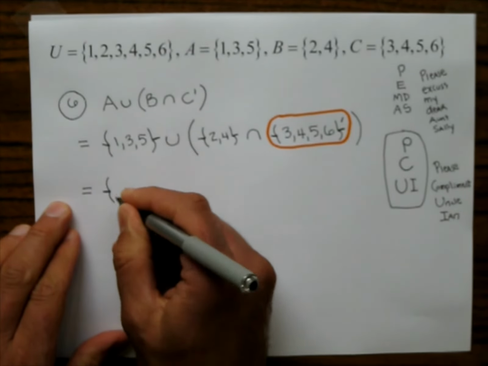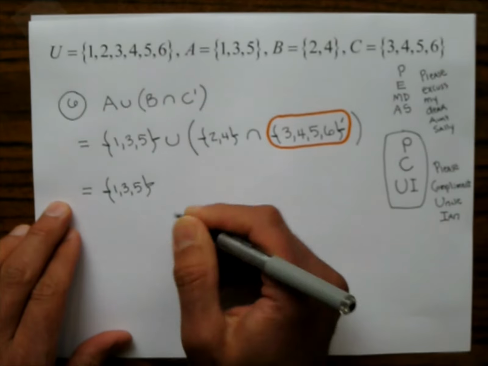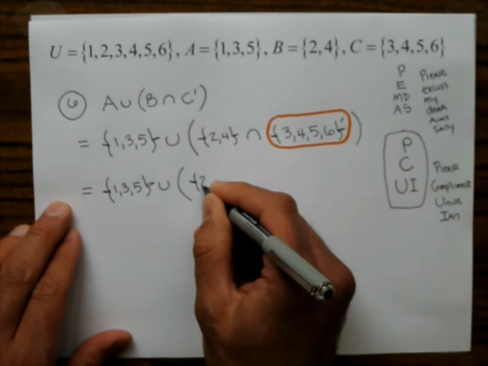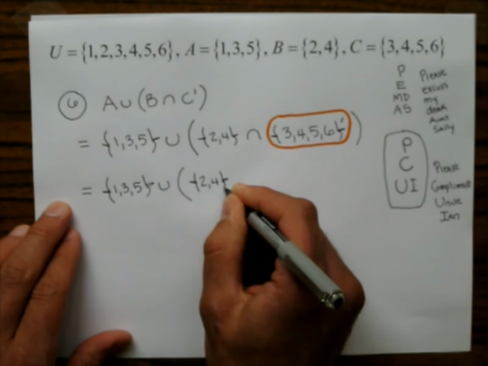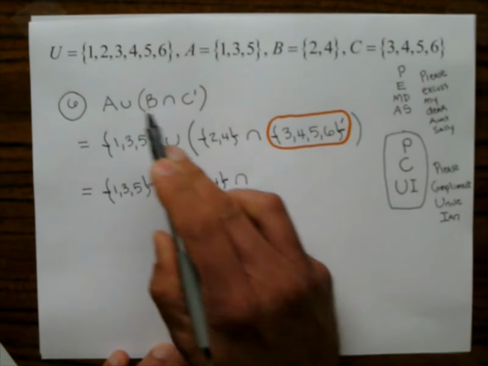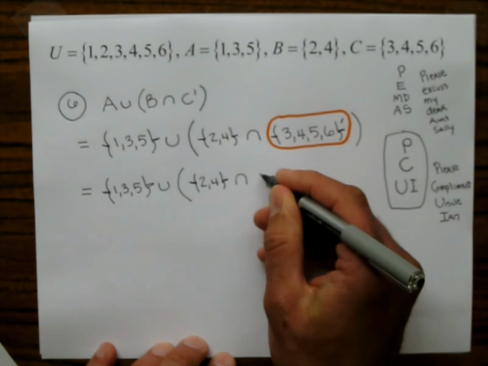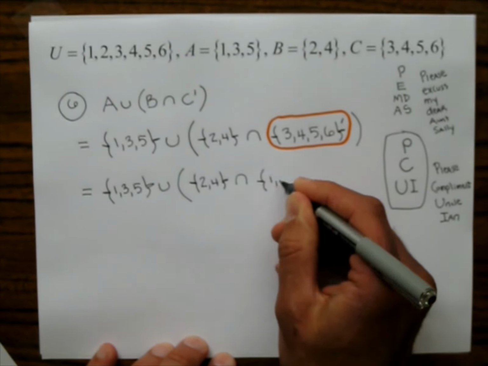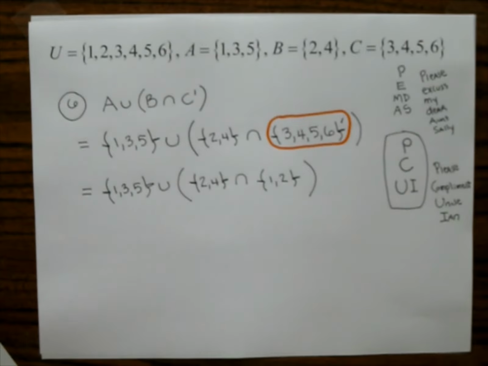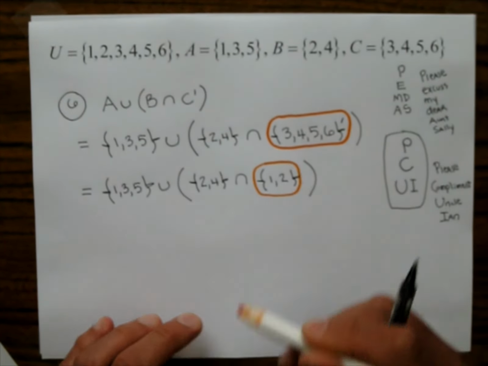This is 1, 3, 5 union. We have 2, 4 intersect. And then the complement of 3, 4, 5, 6, so we have to look at the universal set and see what's not in there. Well, 1 and 2. And so the orange became that right there.